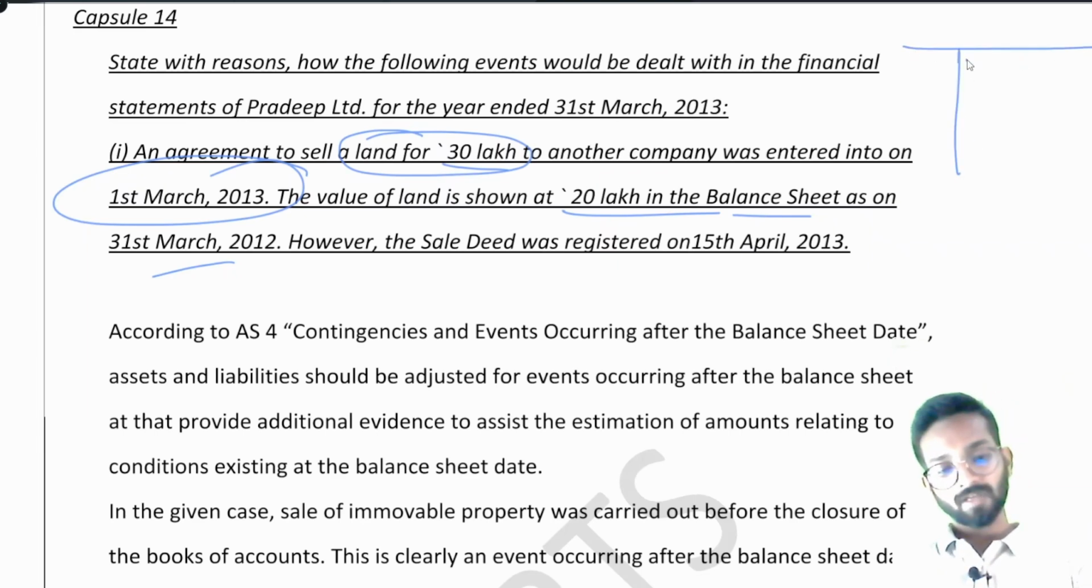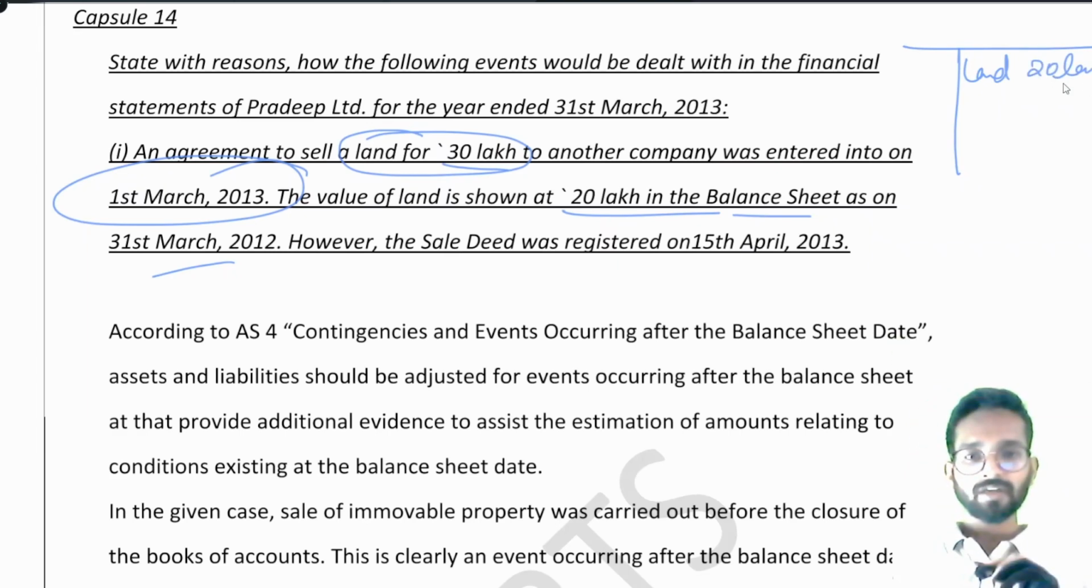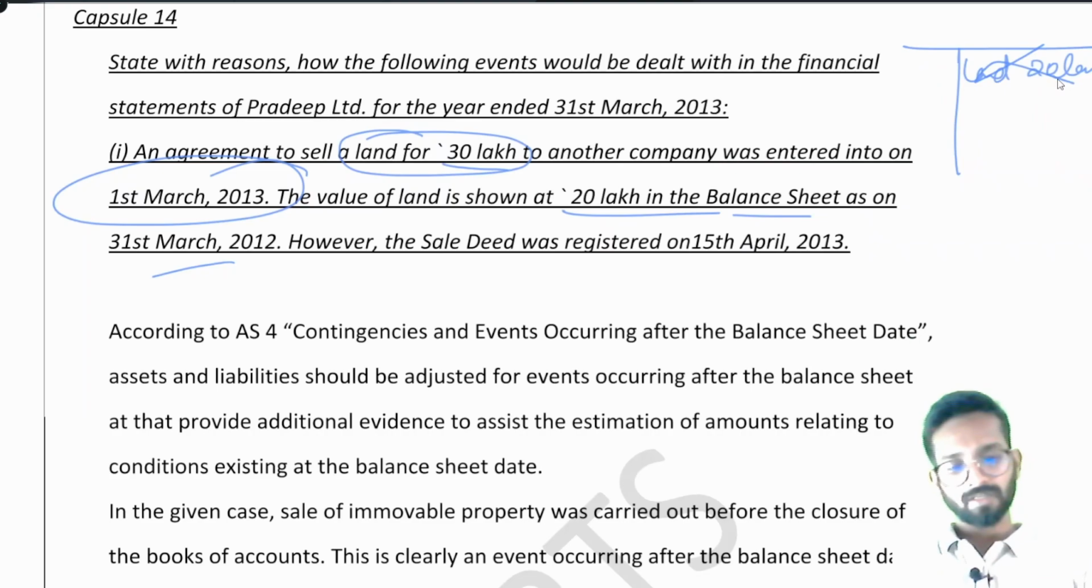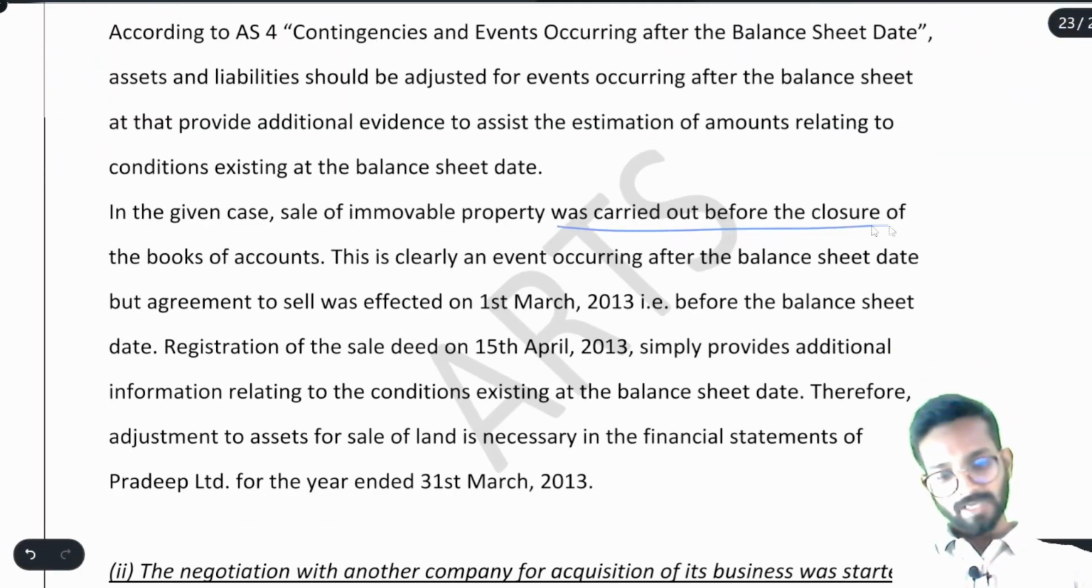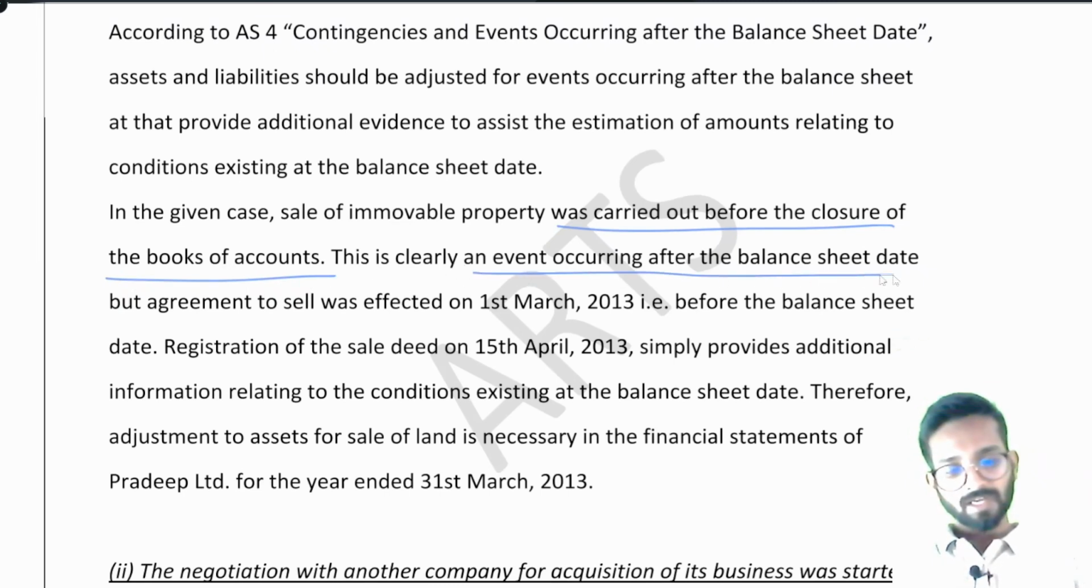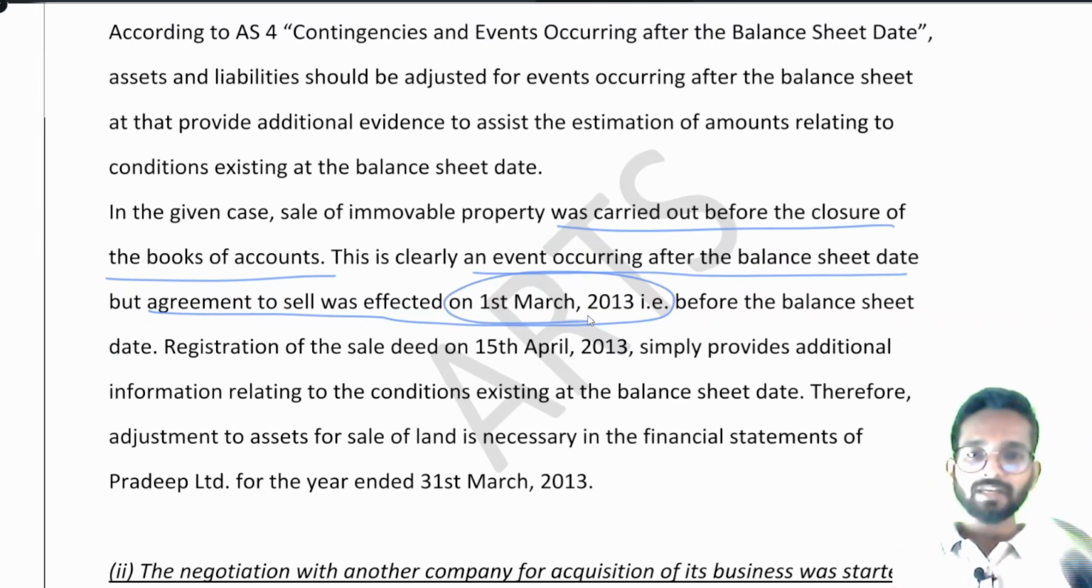They are already saying that land still is 20 lakhs. Hey, when you have already entered into an agreement to sell for 30 lakh, why are you showing it in your balance sheet at 20 lakh? You cannot show this land, okay? See, in the given case, sale was carried out before the closure of the books of account. This is clearly an event occurring after the balance sheet date, but the agreement was effected on 1st March. Agreement was already declared before 31st March that we are selling.